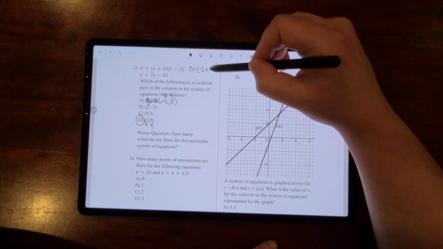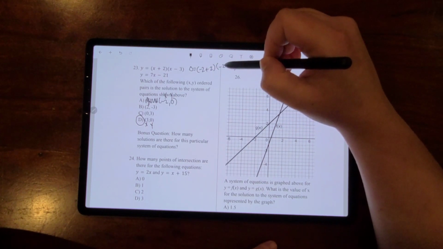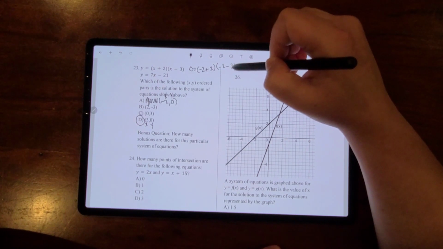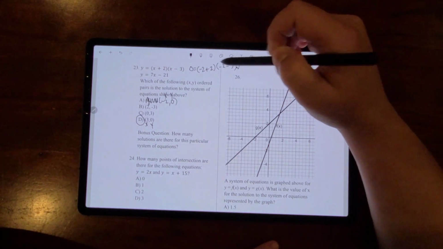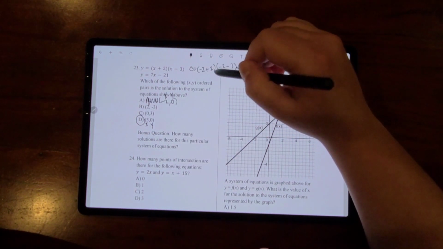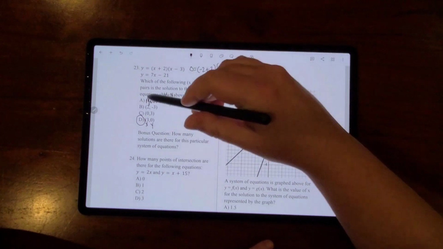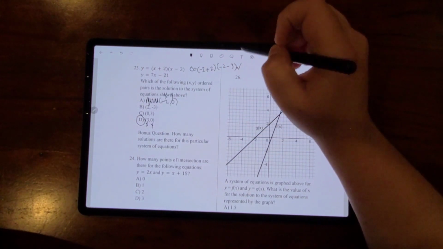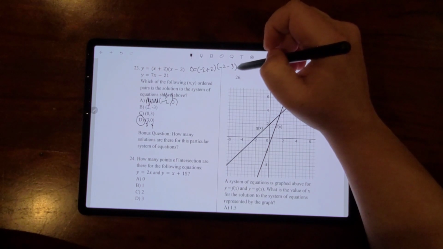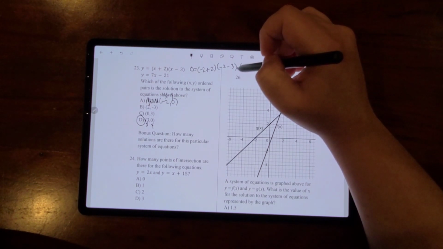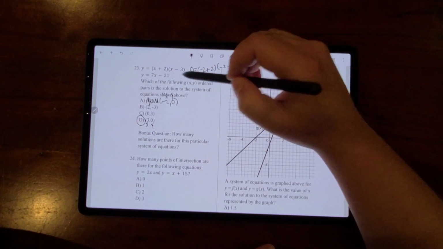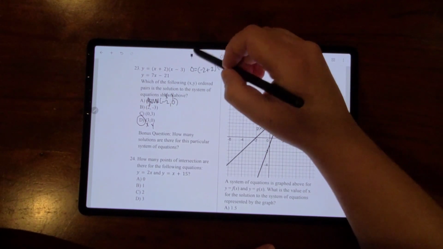So -2 plus 2, that is 0. So then you would have 0 times -5 right here. That does equal 0. That works. Now, people would probably mess up there and pick A because they're like, oh, it works. But you only saw that it worked in the first equation. You didn't check that it worked for both of them. You didn't check that it worked for the second part. It has to work for the system, for both of them.